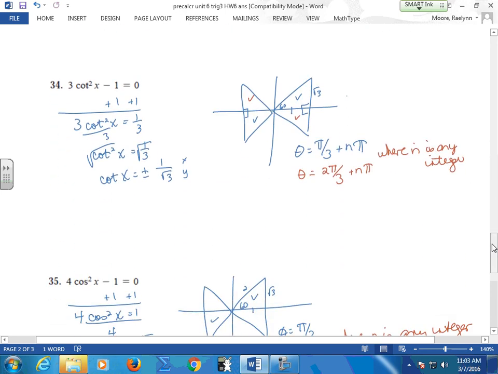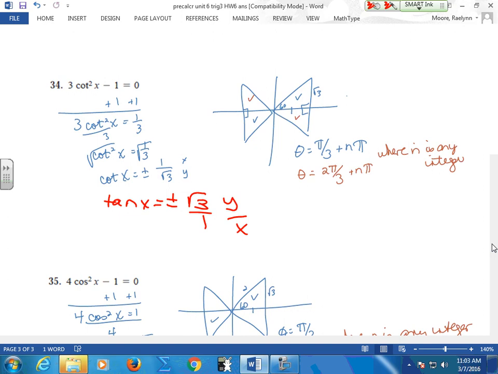Cotangent again, if you prefer to look at tangent, when you come down here, you can take this reciprocal, plus or minus this reciprocal. Tangent is y over x. If you can, in your mind, flip it to x over y. Again, you have all 4 quadrants. So find the first one, pi over 3, and add n pi. Then find the second one. This would be 3 pi over 3, so this is 2 pi over 3, and add n pi. This gives us all our solutions.